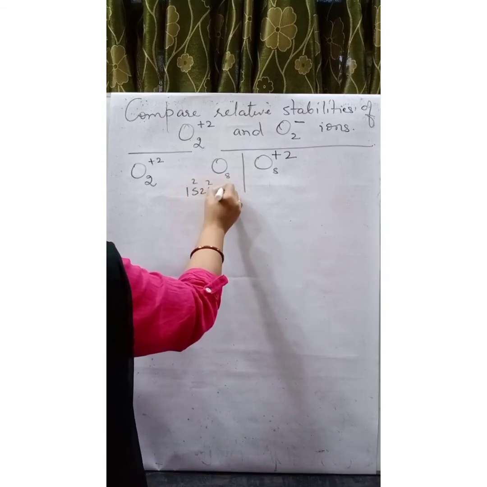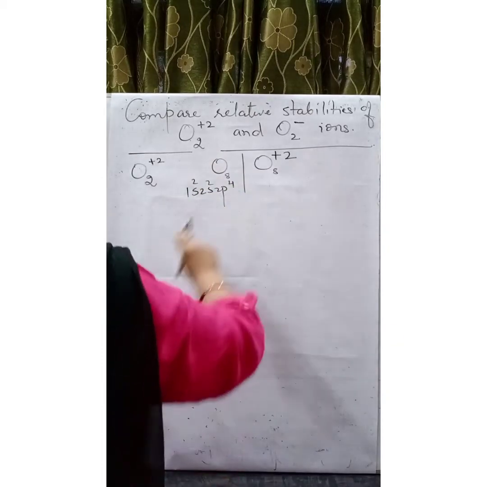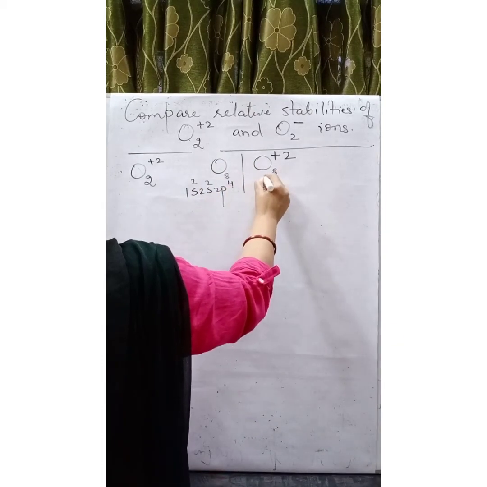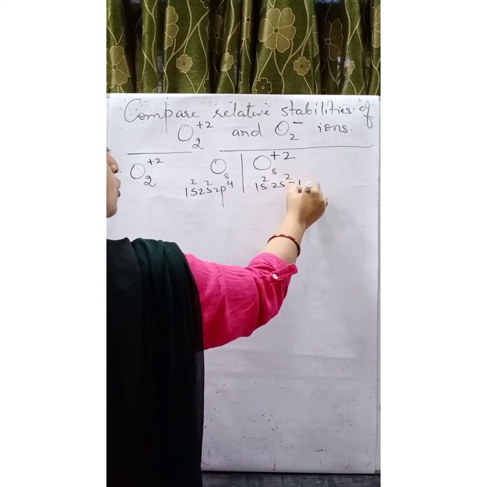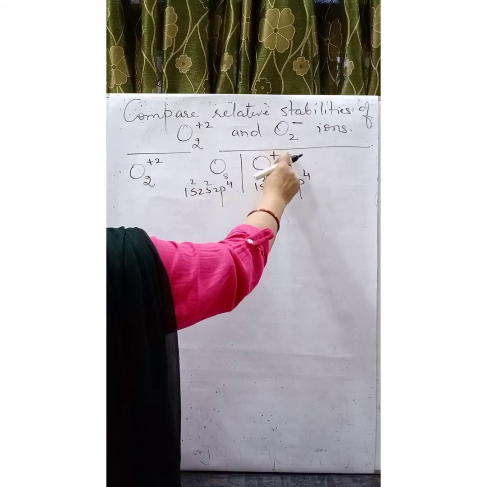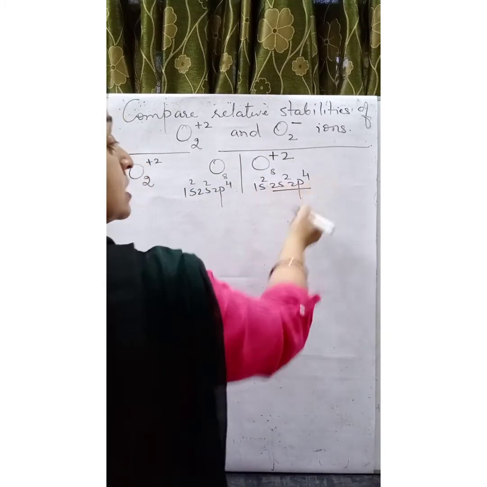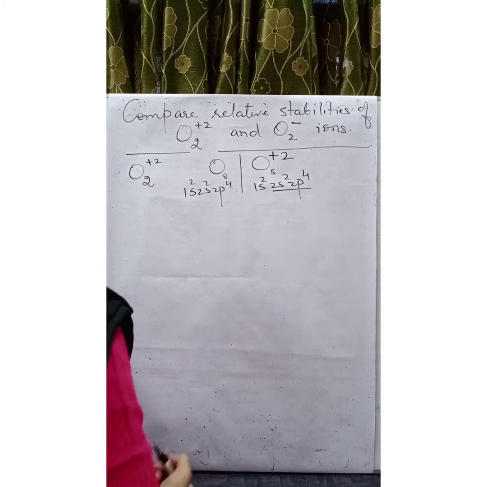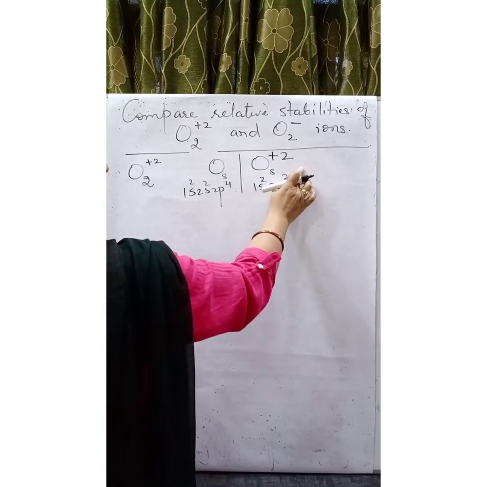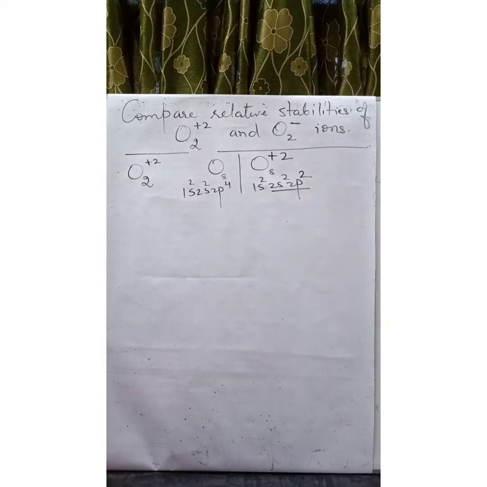Now put down the electronic configuration. 1s2, 2s2, 2p4 is the electronic configuration of this oxygen atom. For this oxygen atom also, 1s2, 2s2, 2p4. Now this oxygen atom is bearing plus 2 charge. That means the 2 electrons are lost from the valence shell. So it will get lost from this p. So now the configuration here is 2p2.